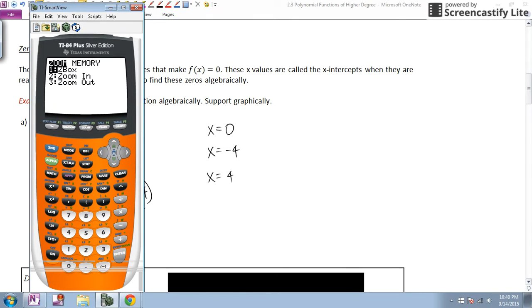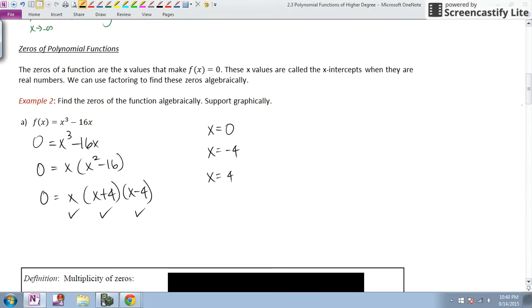So I'm going to zoom 6 to get a normal window. And we see, look at that, -4 is an x-intercept, 0 is an x-intercept, and 4 is an x-intercept. And so I've just supported it graphically.